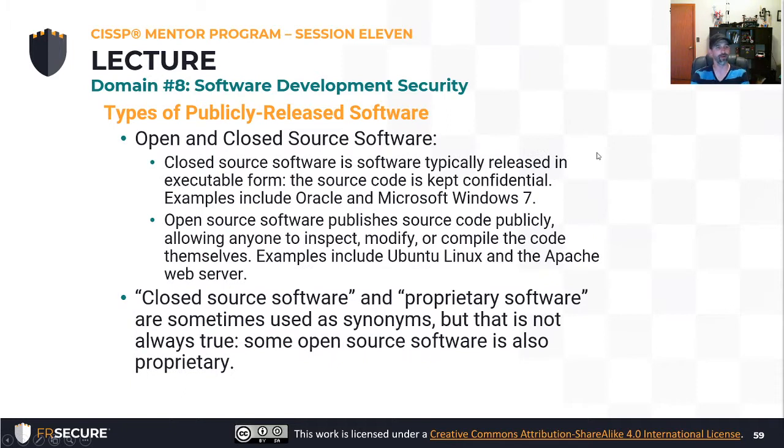Types of publicly released software: open and closed source software. Closed source is software that is typically released in an executable form. So we can think about that as like Oracle or Windows, and Microsoft's not handing you their source code. Open source software is where you can actually get the source code publicly. Good examples of this include Ubuntu, Linux, Apache web server, GitHub. GitHub's a great place for open source.